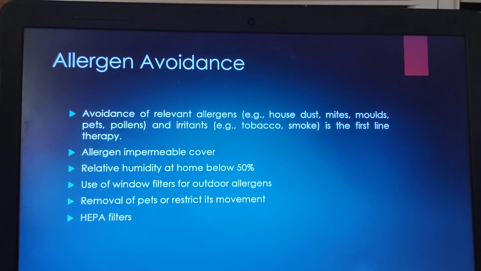For avoiding these allergens, an impermeable cover can be used by the patient. Also, the relative humidity at home can be kept below 50%. Use of window filters, removal of pets or restricting their movement, and in very few cases, there may be a need for using HEPA filters, which are high efficiency particulate filters, essentially taking up the particulate matter, used for preventing the exacerbation.